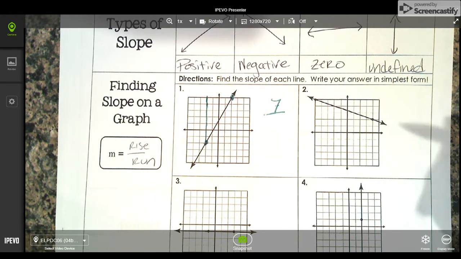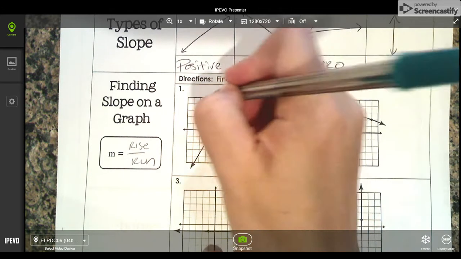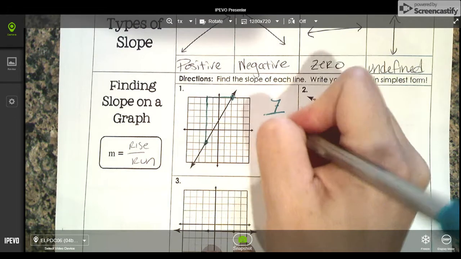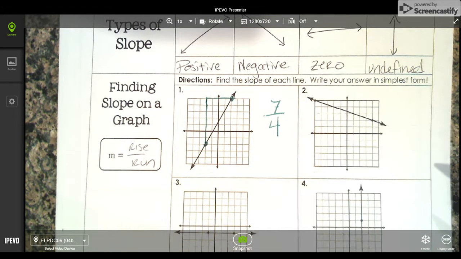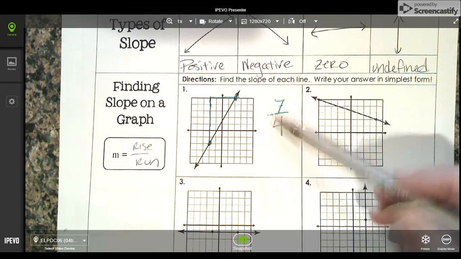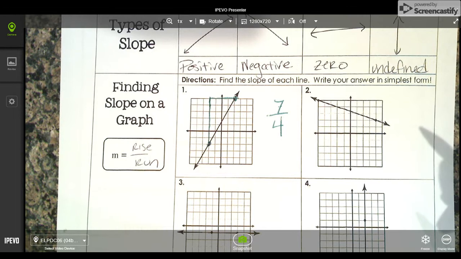And then you're going to count right or left. So I'm going to go 1, 2, 3, 4. Okay. And if you go right, it's positive. If you have to go left, it's negative. So I went right, so this is positive. And then reduce it if you can, but 7/4 does not reduce.